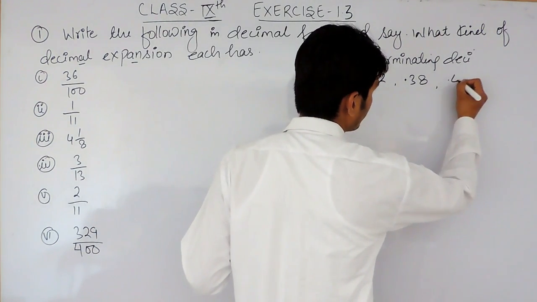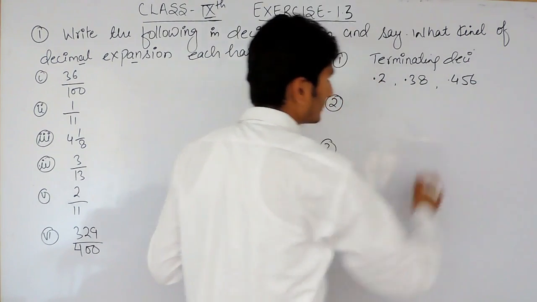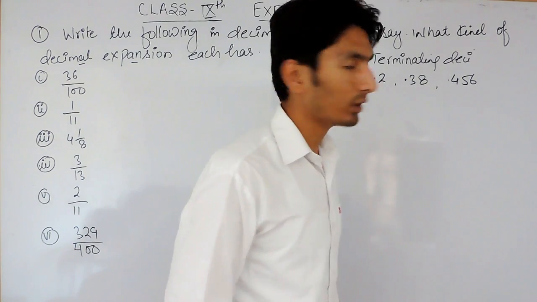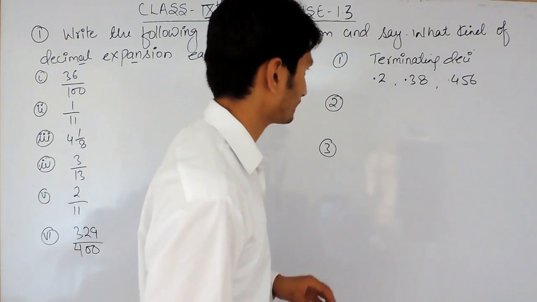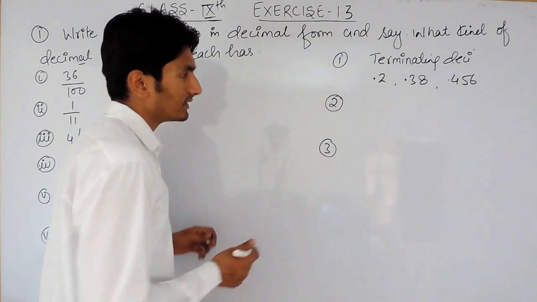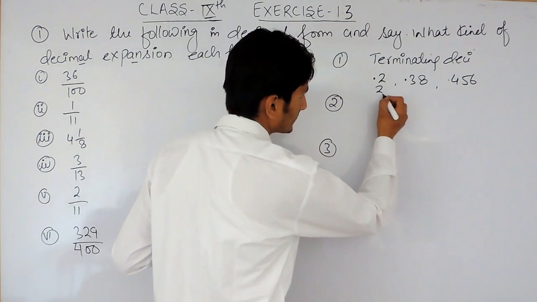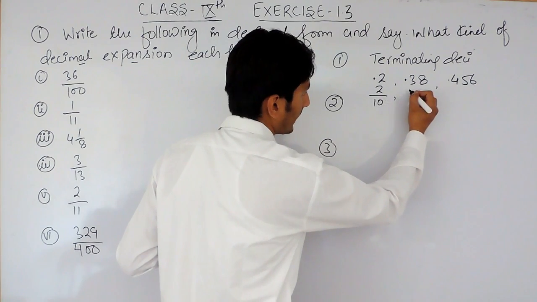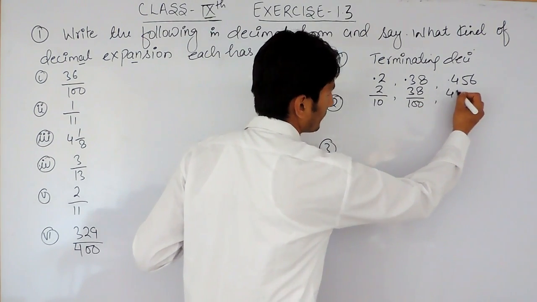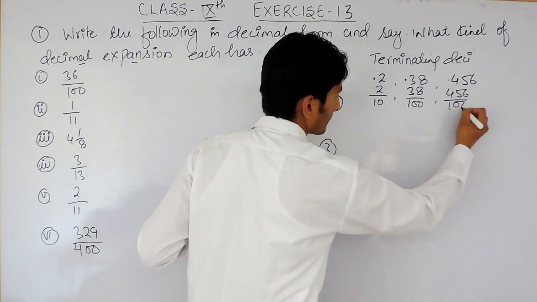Similarly 0.456 is again a terminating decimal. It terminates after 3 digits. This is known as terminating decimals. Now what is the specific quality of these terminating decimals? This is 2 upon 10, this is 38 upon 100, and this is 456 upon 1000.